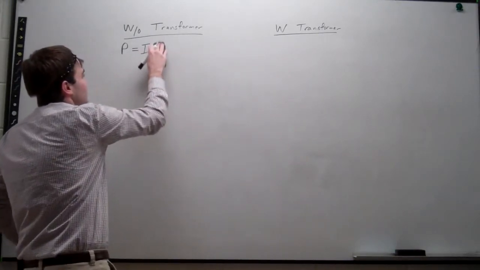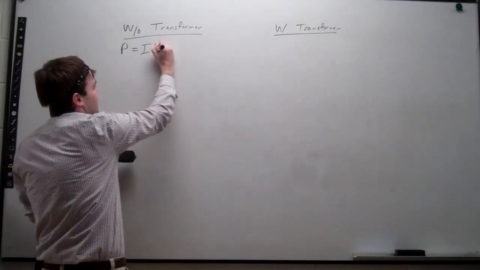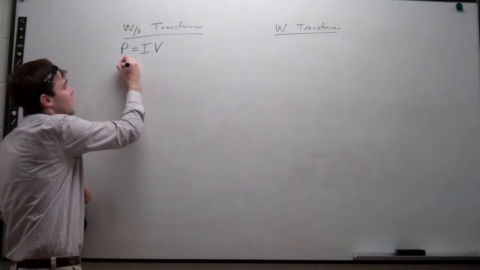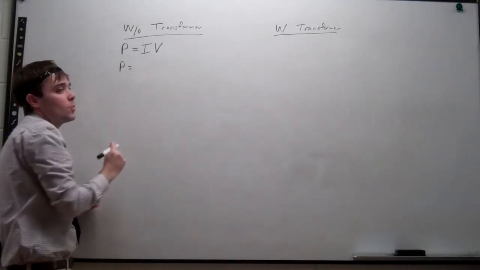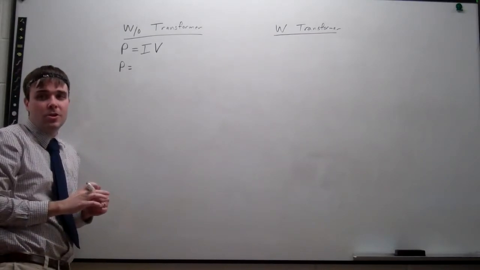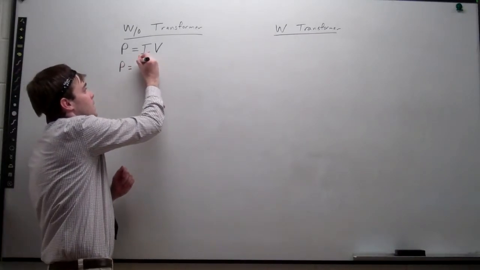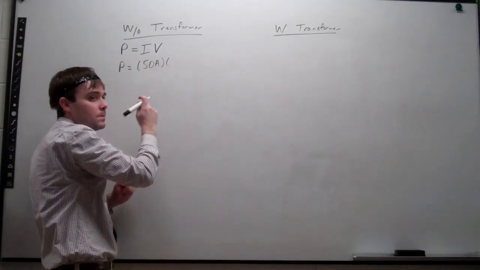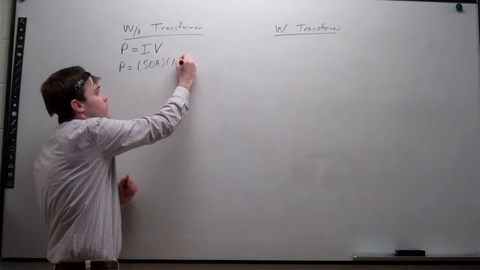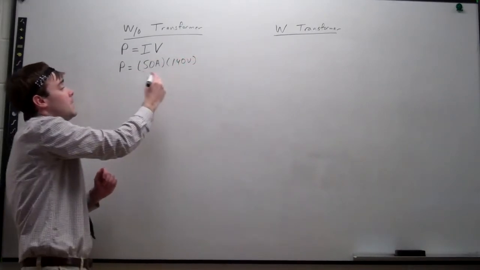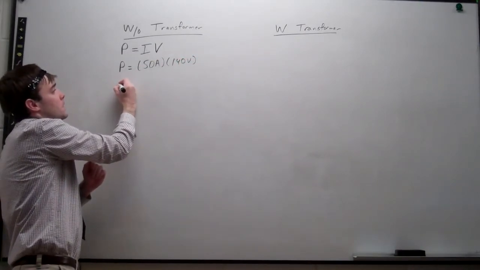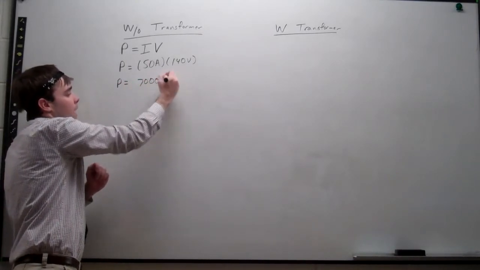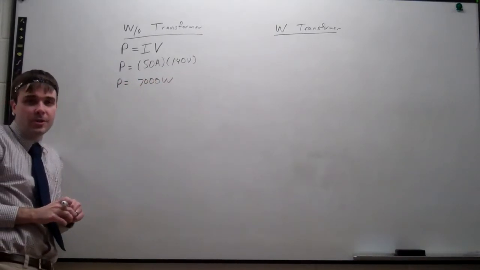All right, so to find the power produced at the generator, it's P equals IV. The power equals current. What's going to be the current in this one? 50 amps. And what's the voltage? 140 volts. Okay. So our power ends up equaling 7,000 watts. So that's how many watts are produced at the generator.